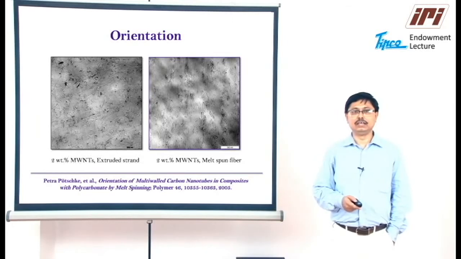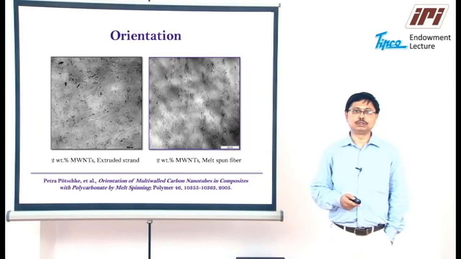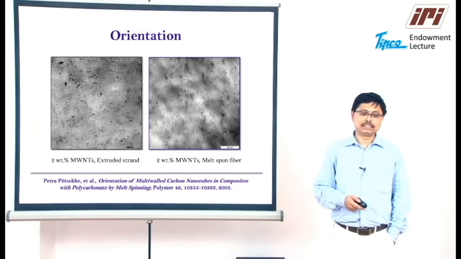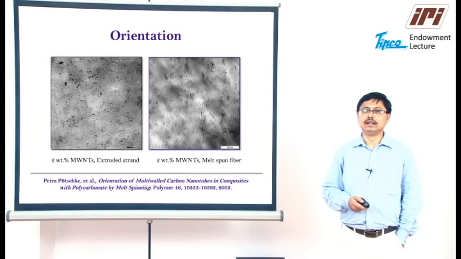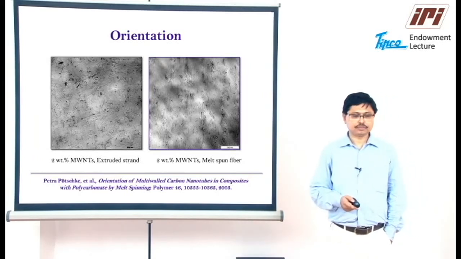So it suggests that during the melt spinning process, the nanotubes are oriented in the flow direction, which is not achievable during the extrusion process in the small scale twin screw extruder.